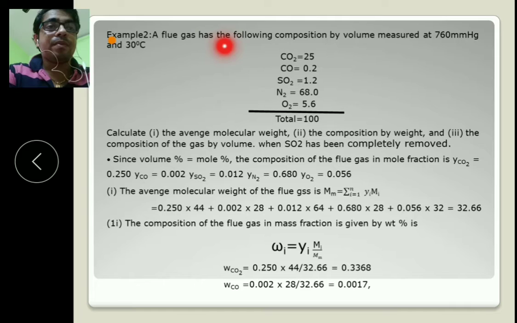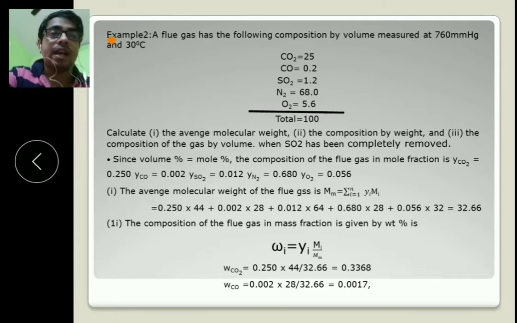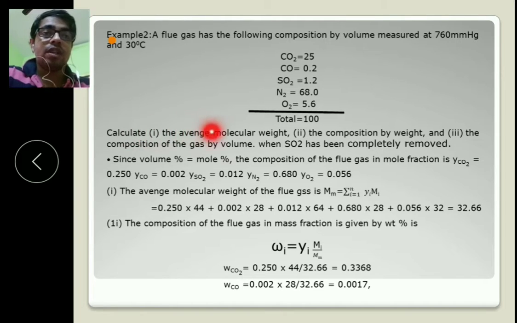Flue gas has the following composition by volume, in volume percent measured at 760 millimeter mercury and 30 degree centigrade: carbon dioxide 25%, carbon monoxide 0.2, sulfur dioxide 1.2, nitrogen 68, and oxygen 5.6. First, calculate the average molecular weight. Second, the composition in weight percent. Third, the composition of the gas by volume when sulfur dioxide is completely removed.